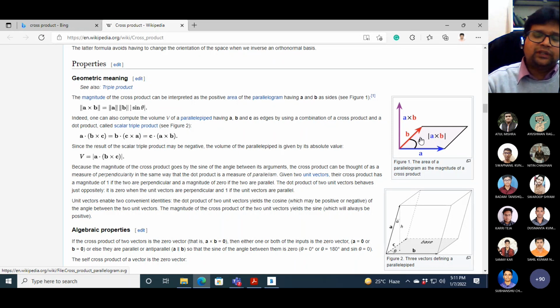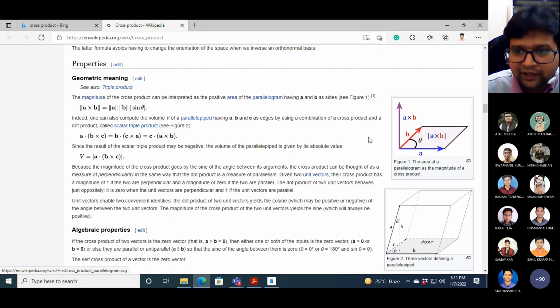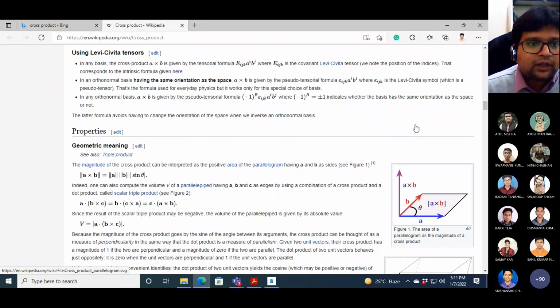Basically the way a screw rotates. So let's say a cross b means this way. It is basically in the z direction. So x cross y is in the z direction. You can see this is my x, this is y, and this is my z direction. So the direction of the area is defined by which one is projected on which one, how this rotation has been done. Based on that, the direction is defined. This is the meaning of the cross product.